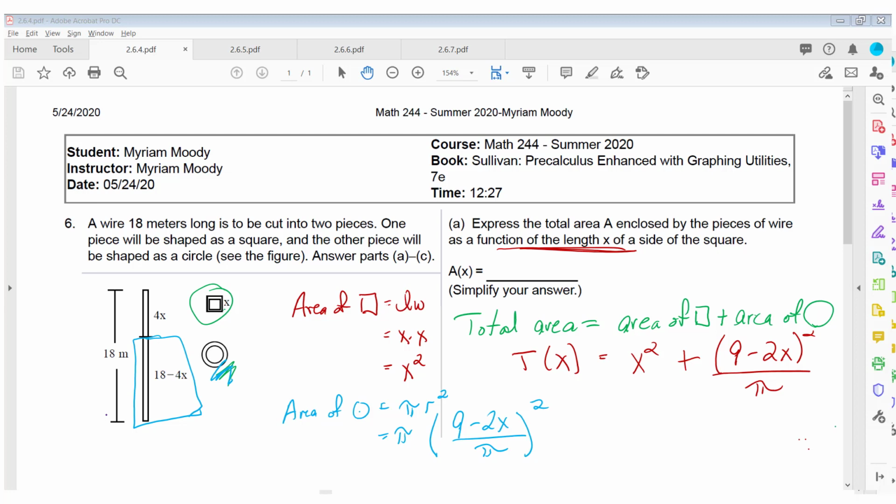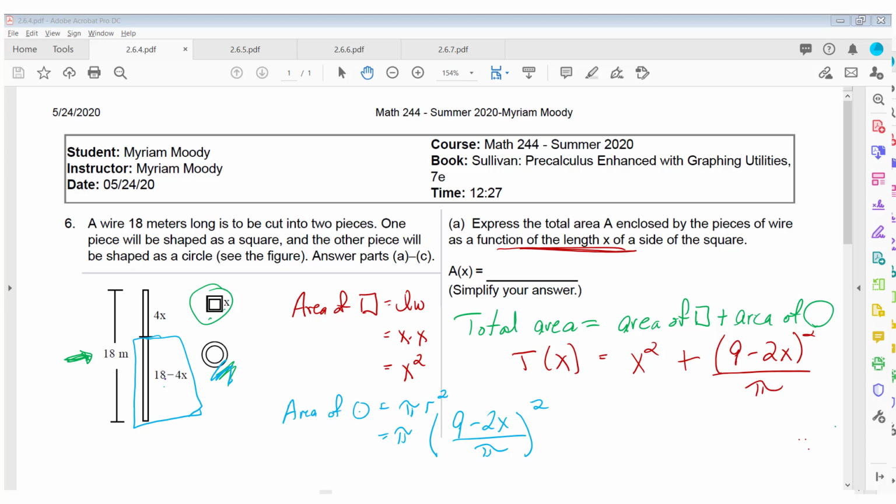One thing I know is this. This wire is 18 meters long, right? That's all I got. And I know part of it makes the square, and part of it makes the circle. Now, here's the deal. The square can't use more than 18 meters of the wire, and it can't use less than 0 meters of the wire. Agreed? Well, isn't that the same with the circle?